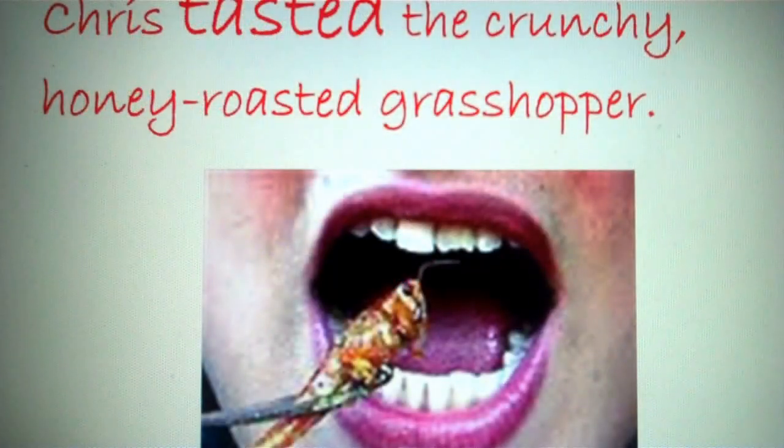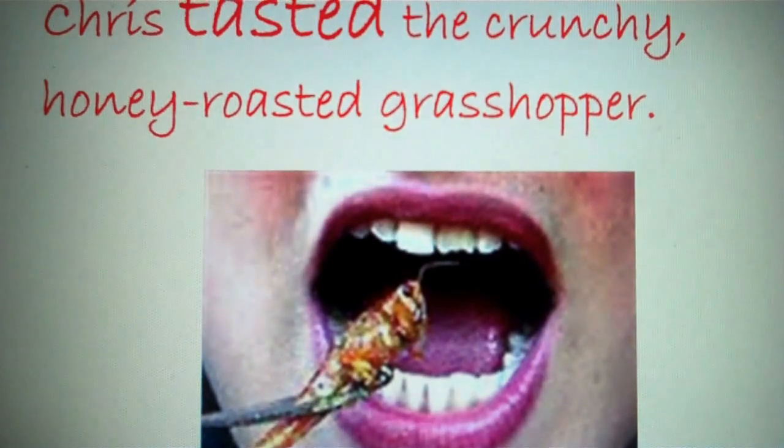Alright, so now we're back to Chris. Chris tasted the crunchy honey roasted grasshopper. Is tasted an action verb or a linking verb? Write it down in your paper and bring it to class tomorrow. I think you're going to understand it now, but we'll see.